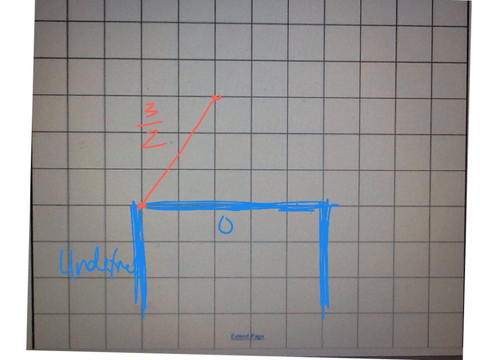And remember, we always simplify. I did not draw that very straight at all. Let's try that again.